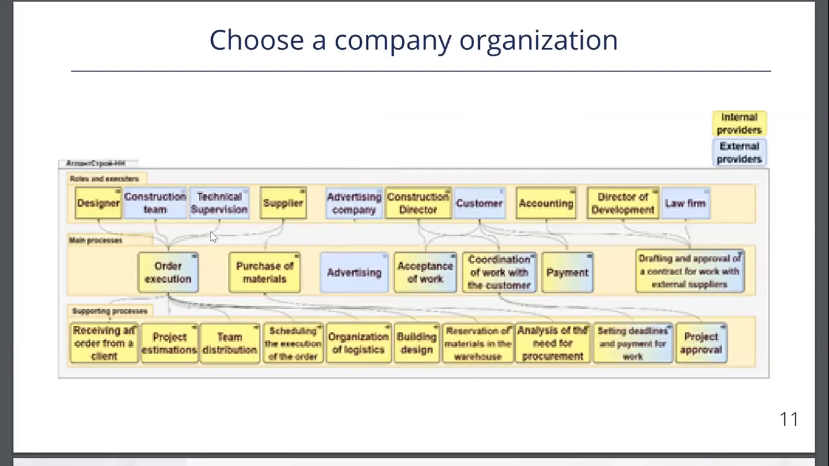So here we can see roles and processes again, but with changes. We can see that the construction team and technical supervision team are fully passed to external providers. Also, the process of advertising fully goes to an advertising company, and a new process appears. We need to prepare a contract to work with external providers, and the new provider, the law firm, connects with the director of development.